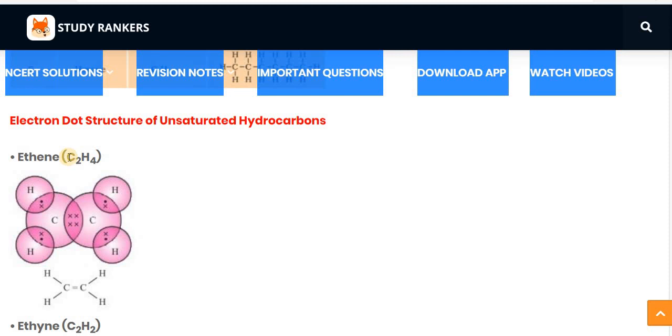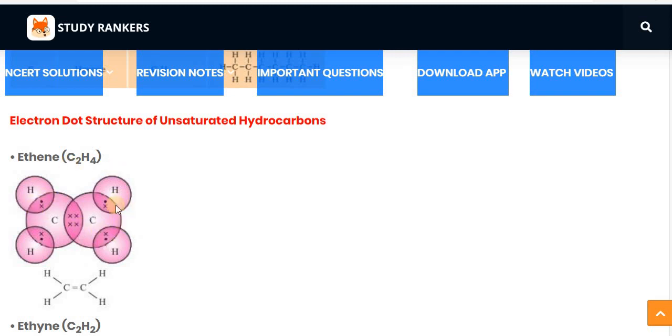And the general formula for the alkenes is CnH2n. So the final formula that we get for ethene is C2H4.